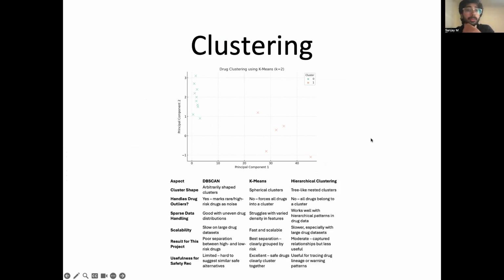And moving on, we'll go to the clustering unsupervised technique. Using k-means clustering, we grouped drugs into clusters based on the features, which allowed us to recommend safer alternatives from the same cluster if a risky drug was identified.